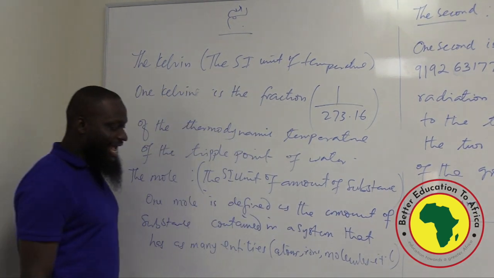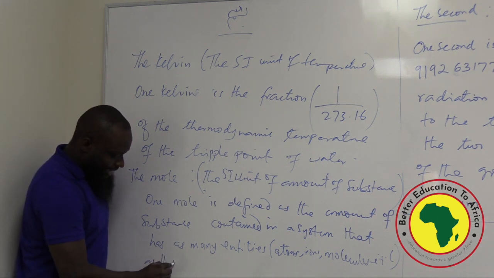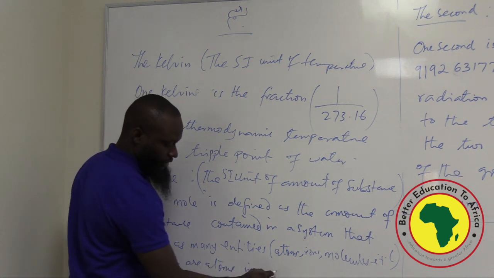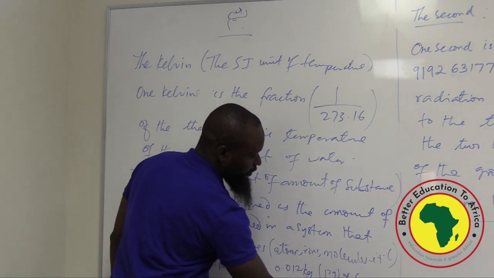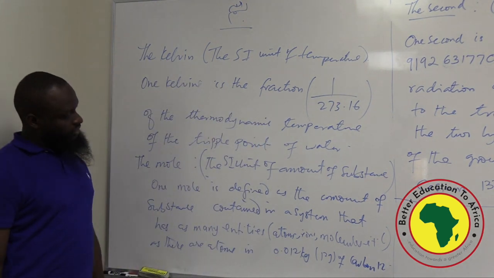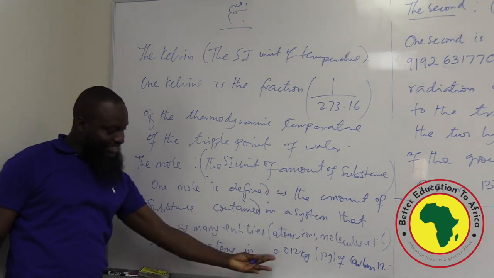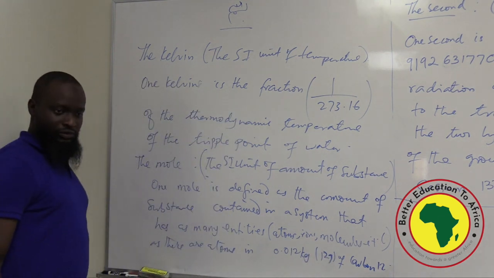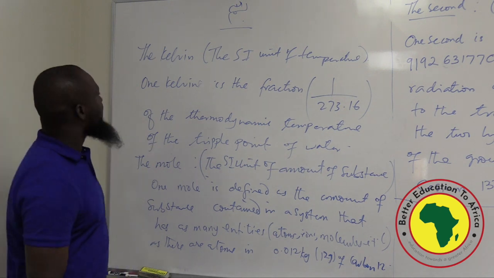That has as many entities as there are atoms in 0.012 kilograms or 12 grams of carbon 12, the atom carbon 12. So if you have the same number of atoms, molecules or ions as there are atoms in 12 grams of carbon 12, we say you have one mole of that particular entity, atoms, ions, or whatever you are made of.